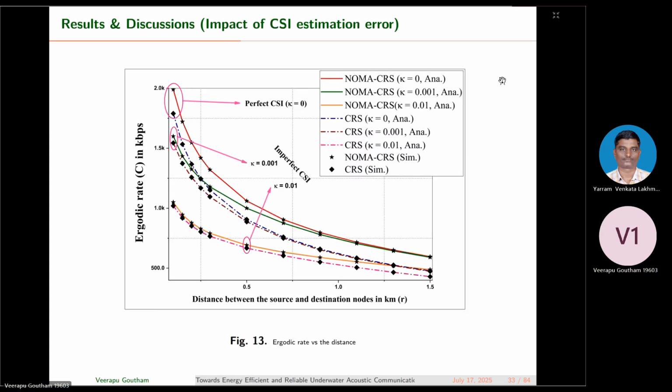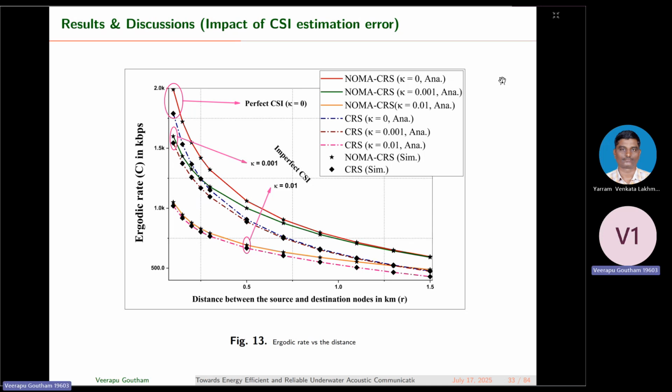Okay. See here, we have plotted the ergodic rate with respect to the distance between the source and destination. Here on the x-axis, we have increased the distance between source and destination from 100 meters to 1.5 kilometers. When the distance increases, the channel rate obviously decreases because the transmission losses and absorption losses are increasing.